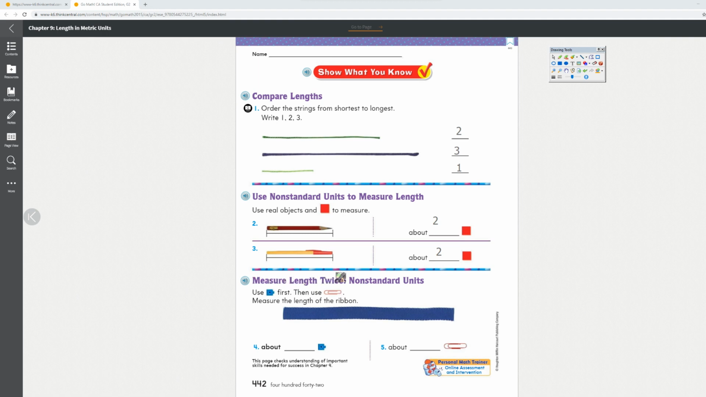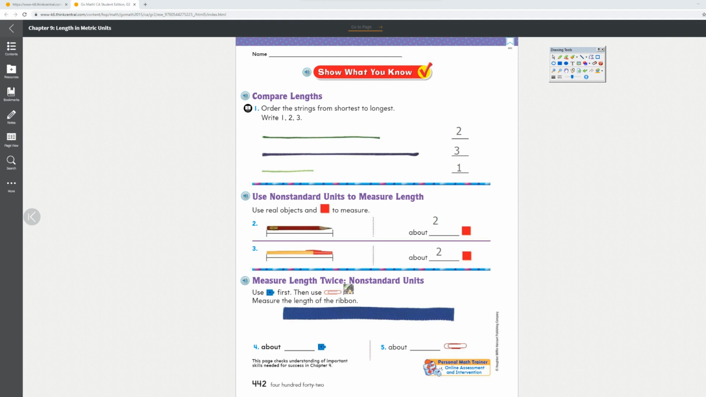Measure length twice, non-standard units. Use block first, then use a paper clip. So measure the length of the ribbon. Here's the ribbon that they gave us to measure. So measure the length using the cubes first. Remember, each cube is 1 inch in length, so you can use a ruler if you need to. And then you can use paper clip.